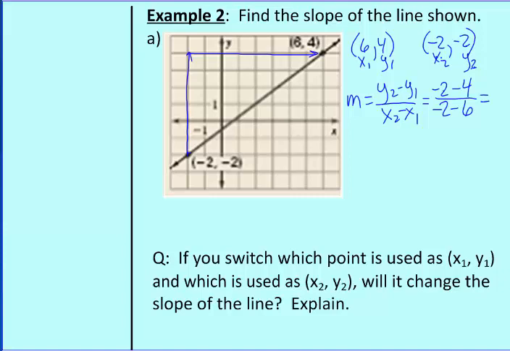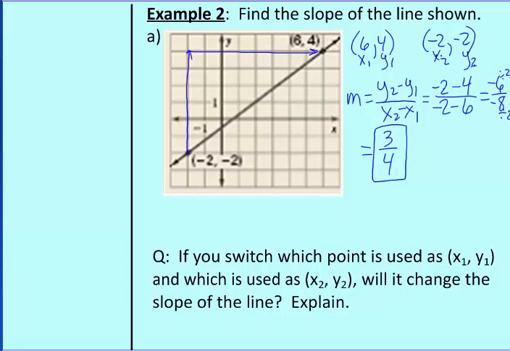So on top we have negative 6. On bottom we have negative 8. You have a negative divided by a negative, which makes that a positive number. You can also simplify the fraction by dividing top and bottom by 2. So that'd be a positive 3 over 4. Remember, you need to write your slope in simplest form. So a positive 3/4 is simplest form of negative 6 over negative 8.